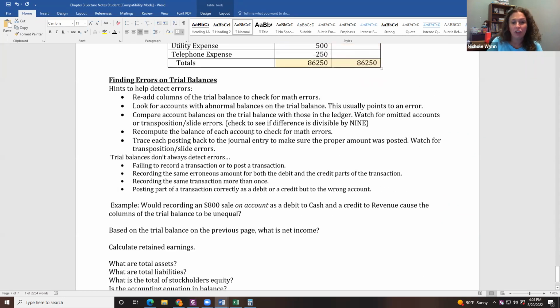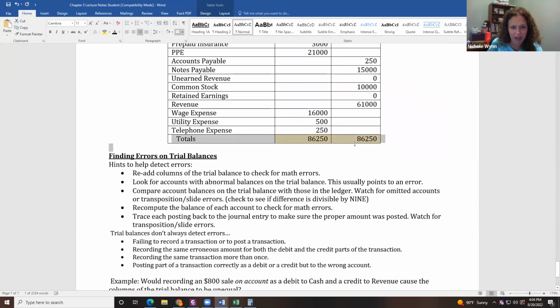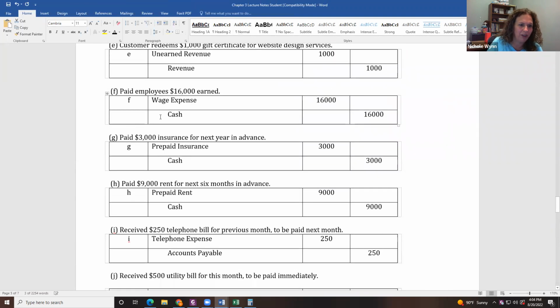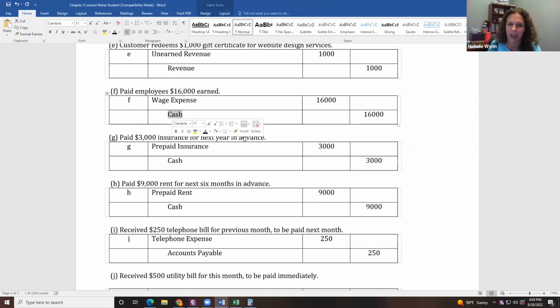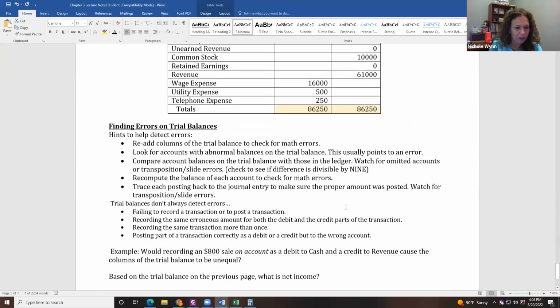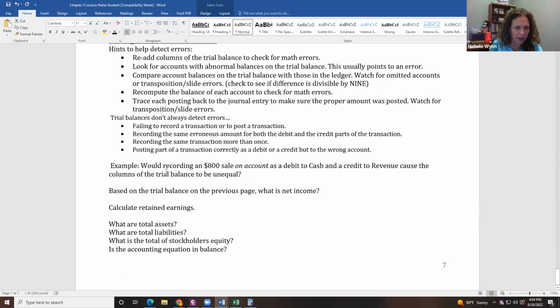And so trial balances don't find all mistakes. They find mistakes in posting, but if you just use the wrong account name, like if you did this transaction and you used accounts payable instead of cash, then your cash account's going to be wrong and accounts payable is going to be wrong, but they're going to offset and you're still going to balance. So trial balances don't find all mistakes, but they will find mistakes in your posting. So that's kind of what this was talking about.